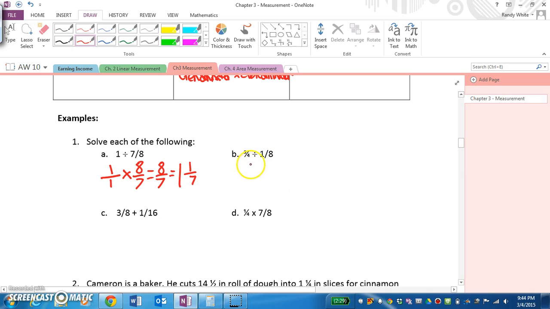3/4 divided by 1/8, so I'll take 3/4 times 8 over 1. 8 times 3 is 24. 4 times 1 is 4. I can divide both of those by 4. So 24 divided by 4 is 6. 4 divided by 4 is 1. So that's 6.